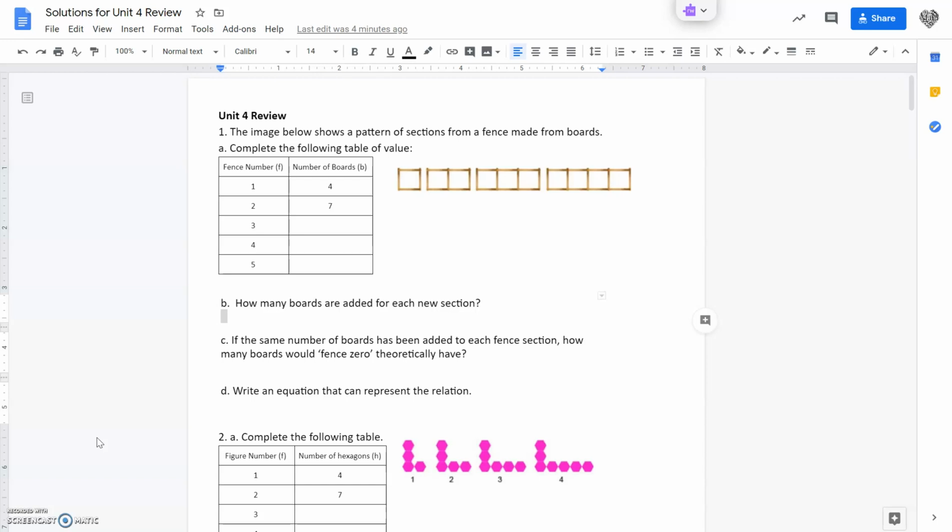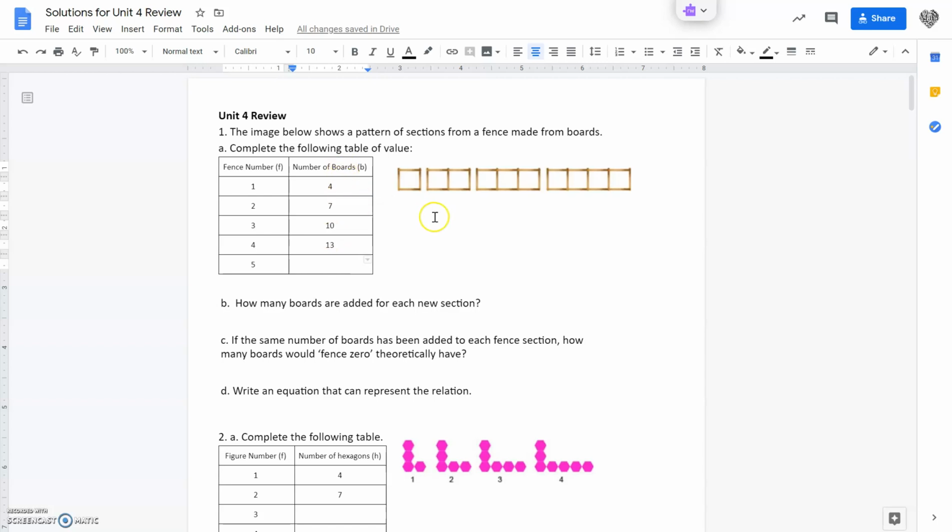Complete the following table. So if you look at the first image, there are 4 fence boards and it makes a perfect square here. Then if you look at the next image, there are 1, 2, 3, 4, 5, 6, 7 fence boards. So the third one we have to complete the table. 1, 2, 3, 4, 5, 6, 7, 8, 9, 10 fence boards. And 1, 2, 3, 4, 5, 6, 7, 8, 9, 10, 11, 12, 13 fence boards. So how do we complete the rest of this table?